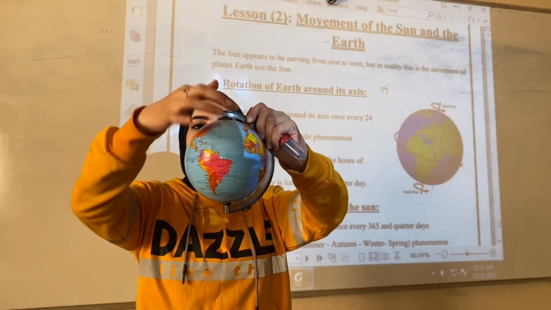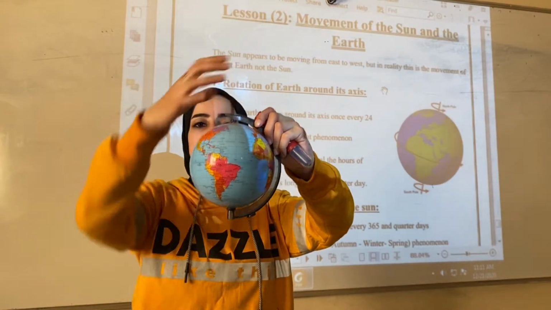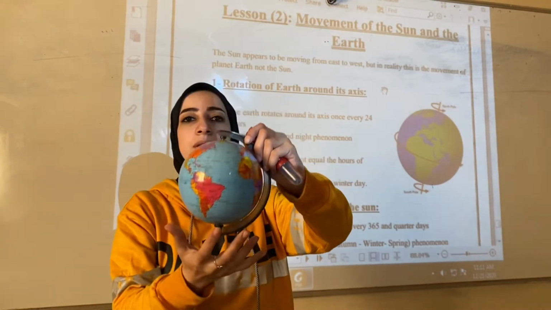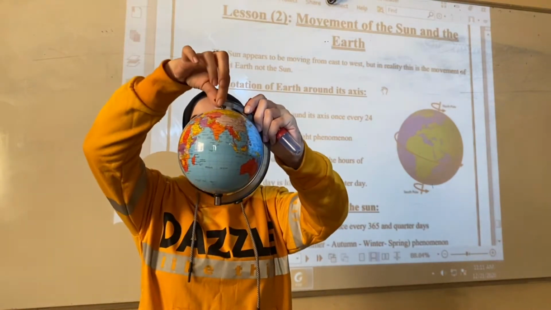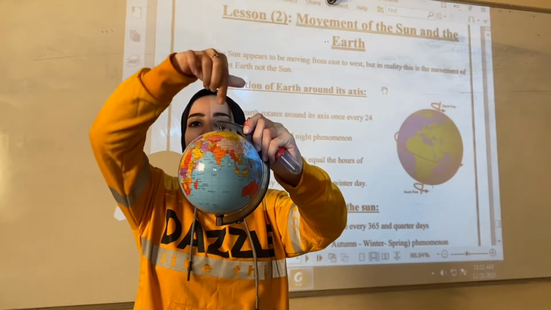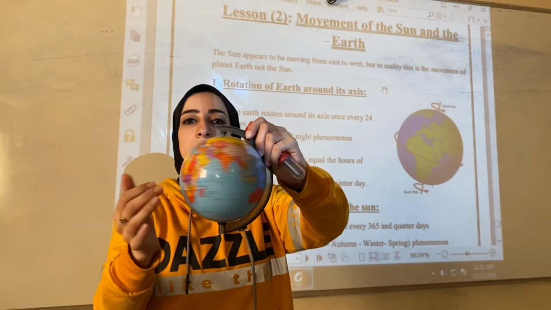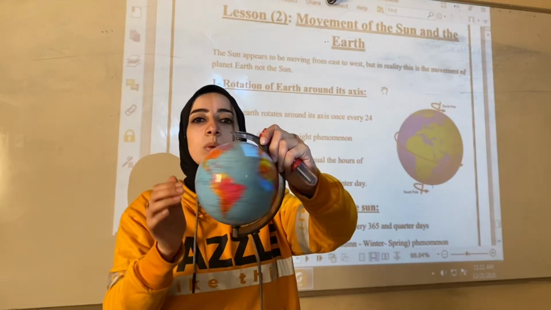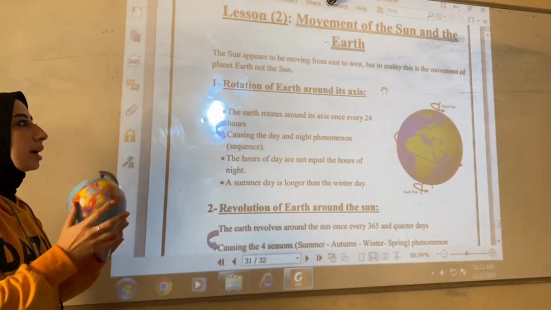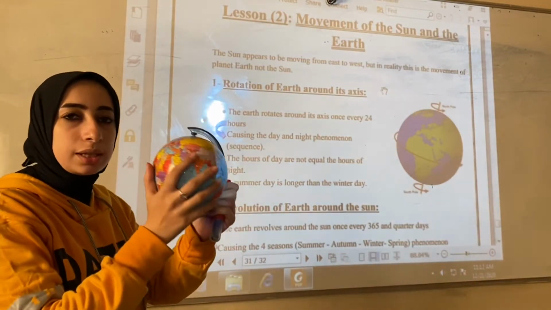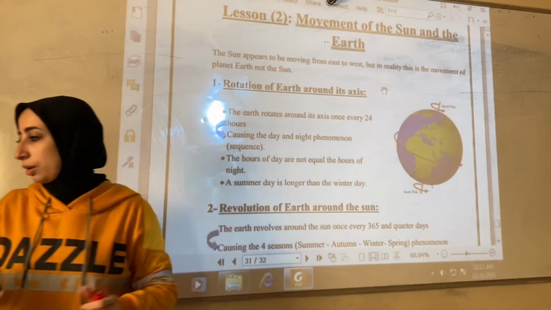What's meant by axis? Imaginary line in the middle of the Earth. Okay, it's imaginary, it's not real, but this, the center of the Earth here, this line called axis. So when it moves around itself, I call it rotation. Rotation of Earth around its axis. This is the first movement of Earth.